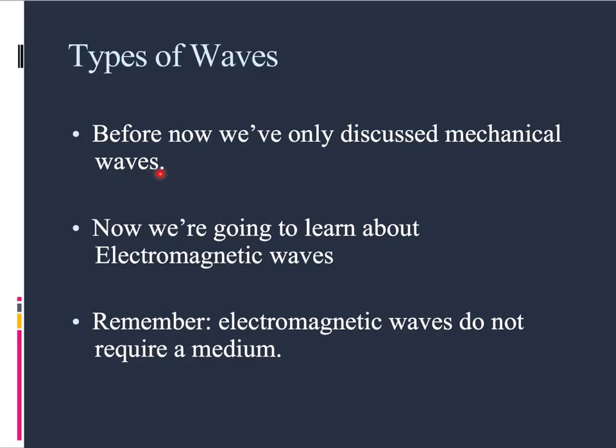So we've been talking about waves for the last couple chapters, and before we've only discussed mechanical waves, but now we're going to learn about electromagnetic waves. So remember, electromagnetic waves are a kind of wave that do not require a medium. So light, or EM waves, can travel through a medium. It's easiest to think of light as an EM wave. But EM waves don't require a medium. They don't have to, but they do go through them.